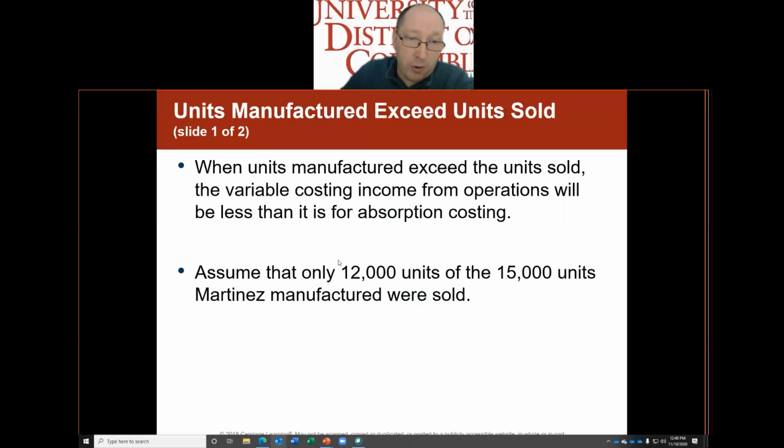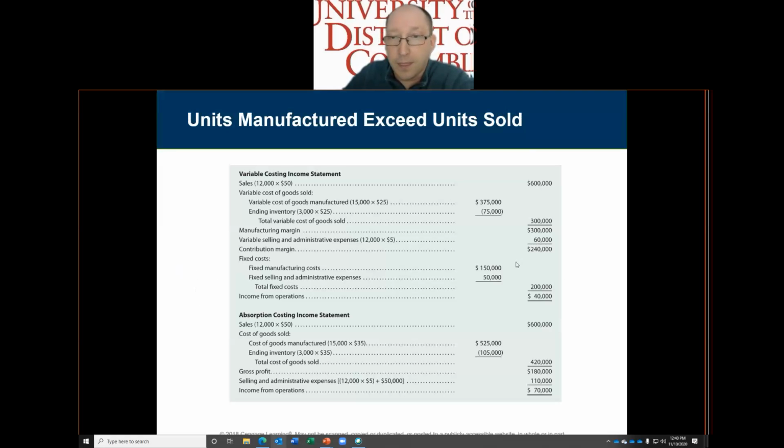In our example, let's assume that 12,000 units out of the 15,000 units manufactured were actually sold. So in other words, I only sold 12,000, but I made 15. Okay, so that's a difference of 3. So I sold 12,000 at $50 per unit, 600,000 in revenue minus variable costs. I still made 15, so I still have to account for my variable costs at 15. So that's why you see this difference here.